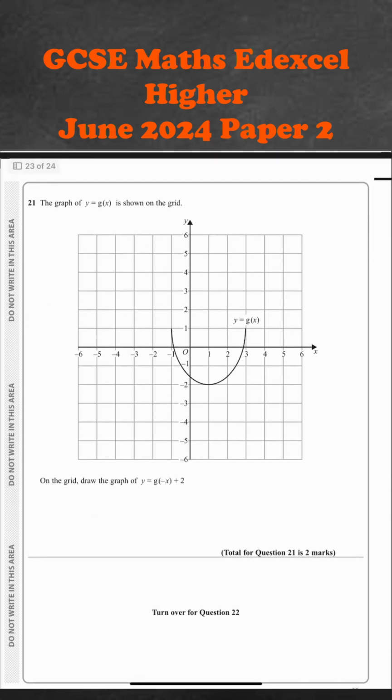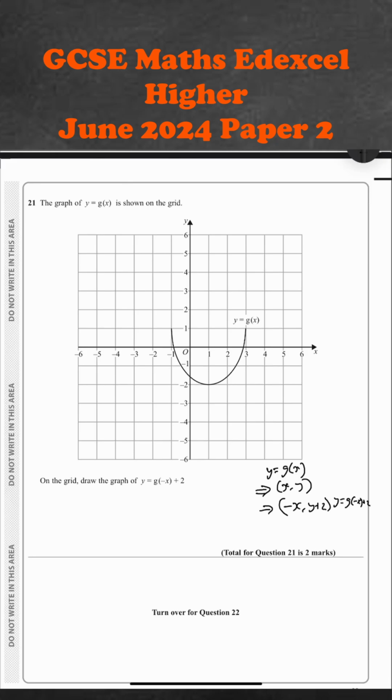Question 21. The graph of g of x is shown on the grid. On the grid, draw the graph of g of minus x plus 2. So all we have to do on this one is flip the graph y equals g of x, or rather reflect it in the y-axis, and then shift it up 2 units. An easier way to look at it is, I might even write this down. If you've got y equals g of x, every point that was x, y goes to minus x, y plus 2, for y equals g of minus x plus 2.